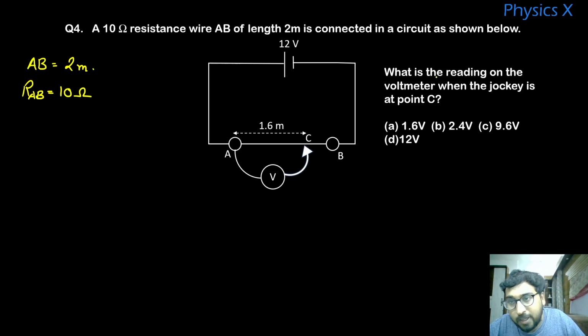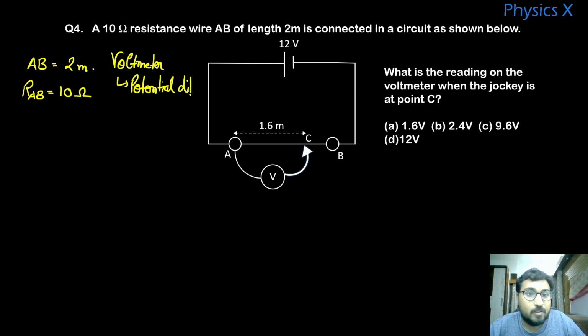So he's asking what is the reading on the voltmeter. What will the voltmeter determine? I told you that the voltmeter determines nothing but the potential difference, right? So now he is telling that the jockey is at point C. So what has happened? We can connect the voltmeter across AB.